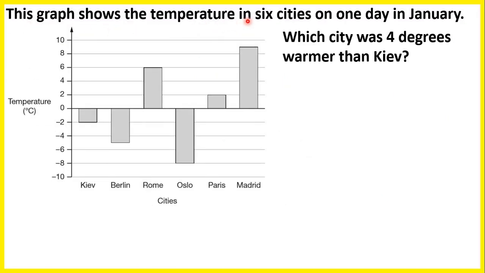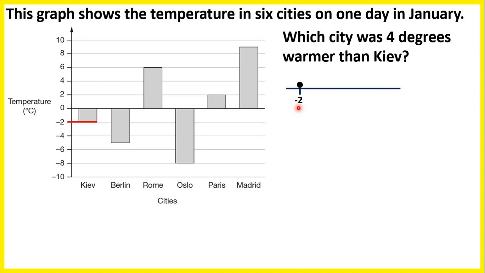This graph shows the temperature in 6 cities on one day in January. Which city was 4 degrees warmer than Kiev? So we can see that the bar for Kiev is this bar here, and that bar goes below 0. So the temperature in Kiev is -2. So we want the temperature 4 degrees warmer than -2.